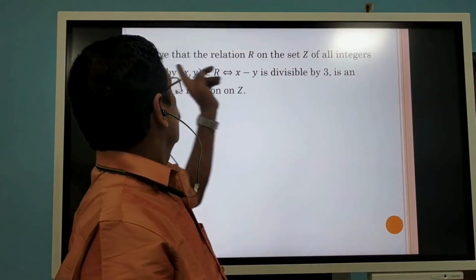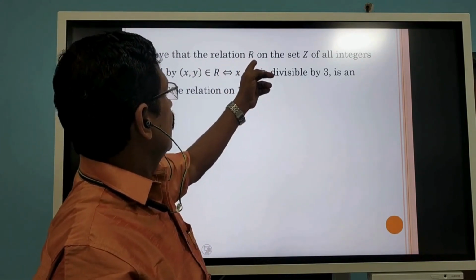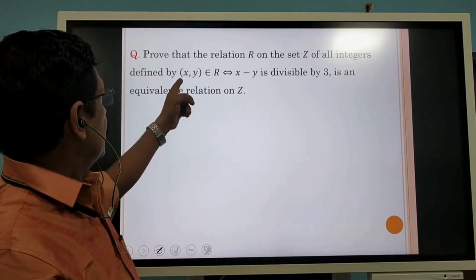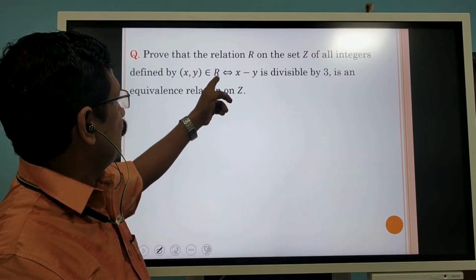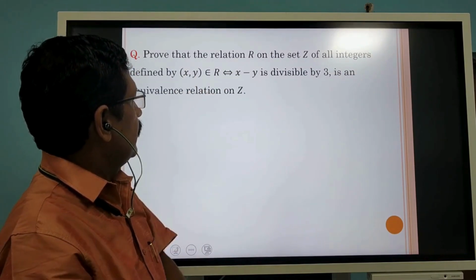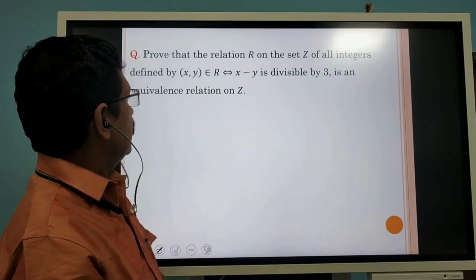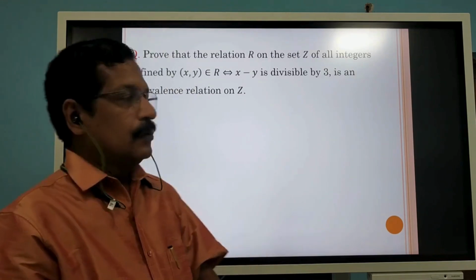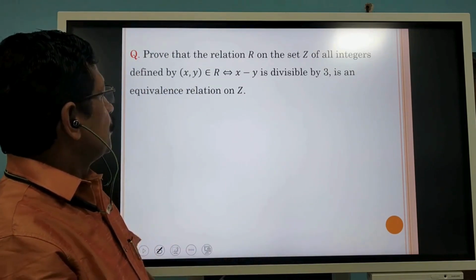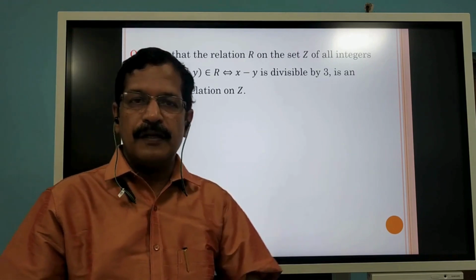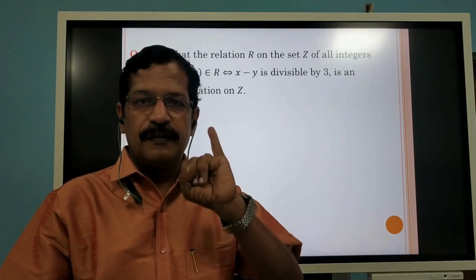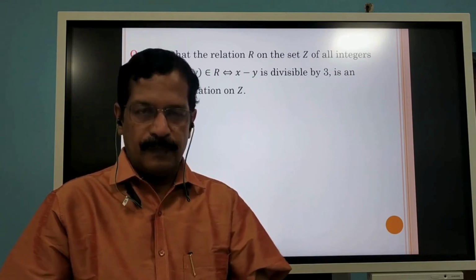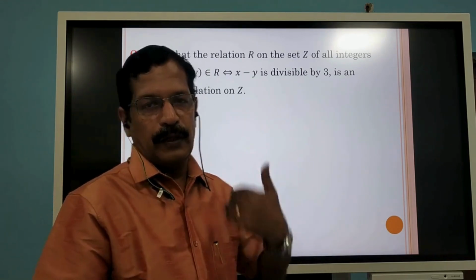The question is, prove that the relation R on the set of all integers defined by (x, y) element of R if and only if x minus y is divisible by 3 is an equivalence relation. So, to prove it's an equivalence relation, we have to establish the reflexivity, symmetricity and transitivity. Let us do one by one.